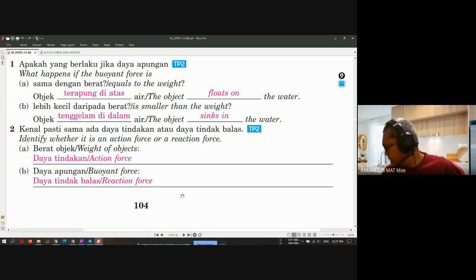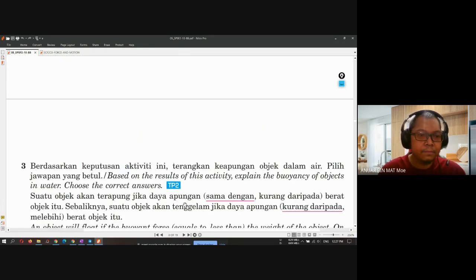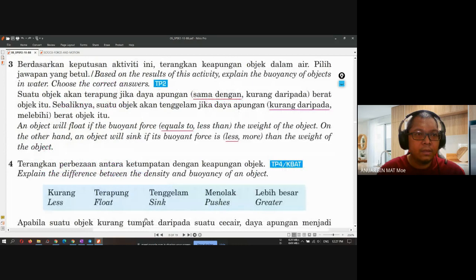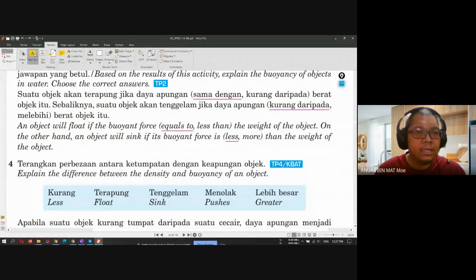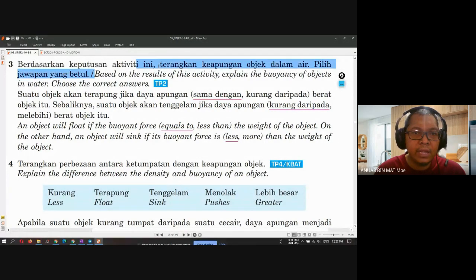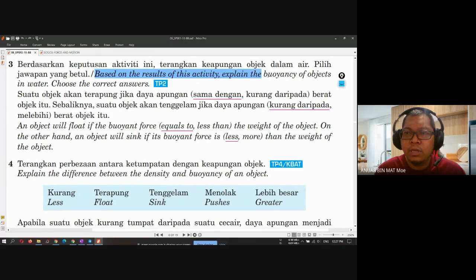Okay, next one, page 105. Based on the result of this activity, explain the buoyancy of an object in water. Choose the correct answer.